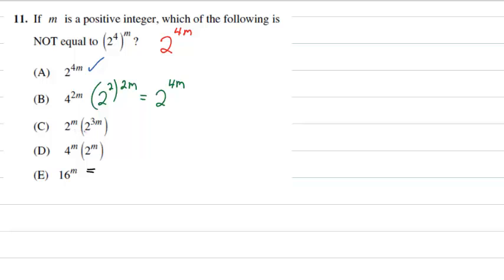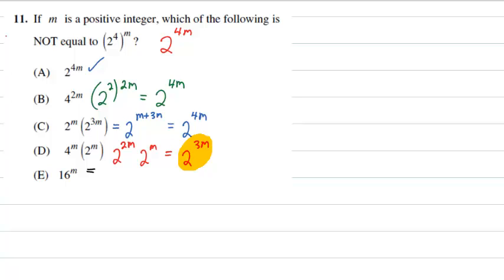2 to the m times 2 to the 3m. In that one you can use product of powers, so really it's 2 to the m plus 3m, which is really 2 to the 4m. So that's also equivalent. Now 4 to the m times 2 to the m, that's really 2 squared to the m power times 2 to the m, so that would be 2 to the 3m, because in that situation we would add. So that's looking like it's not equivalent. That's looking like it's going to be our answer.